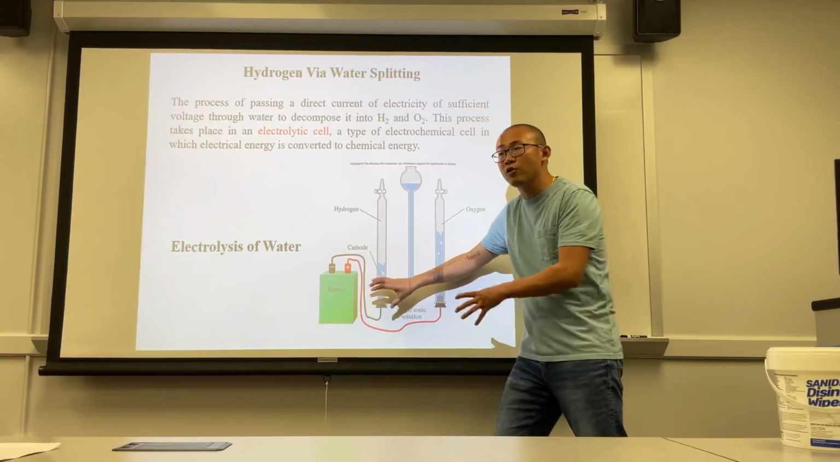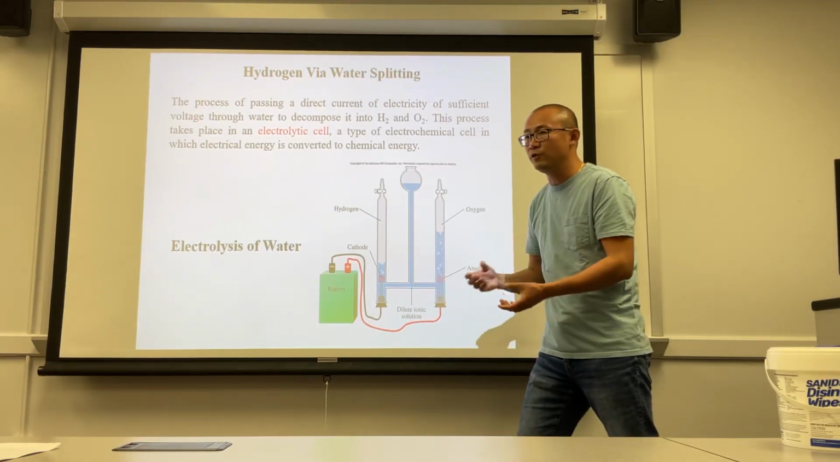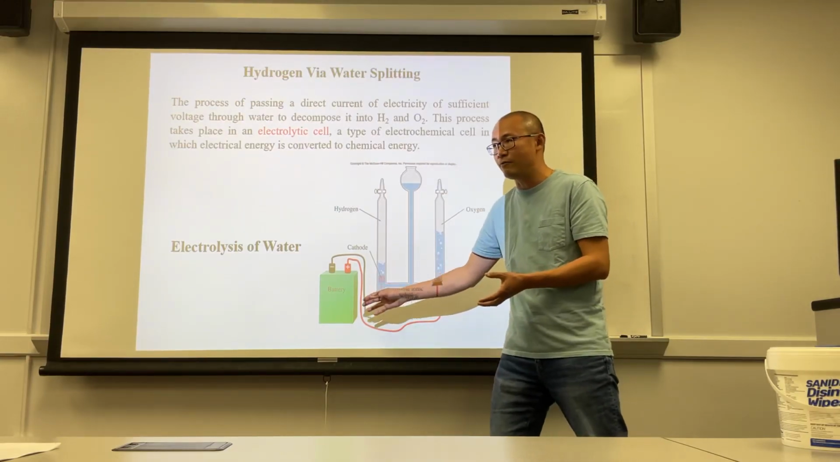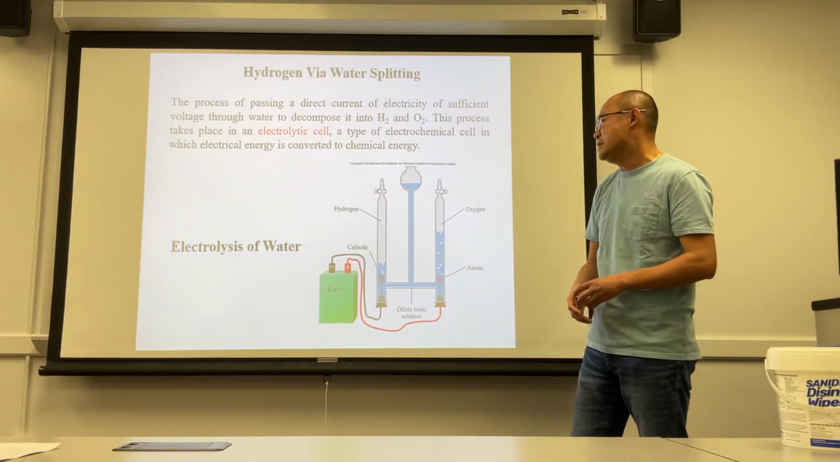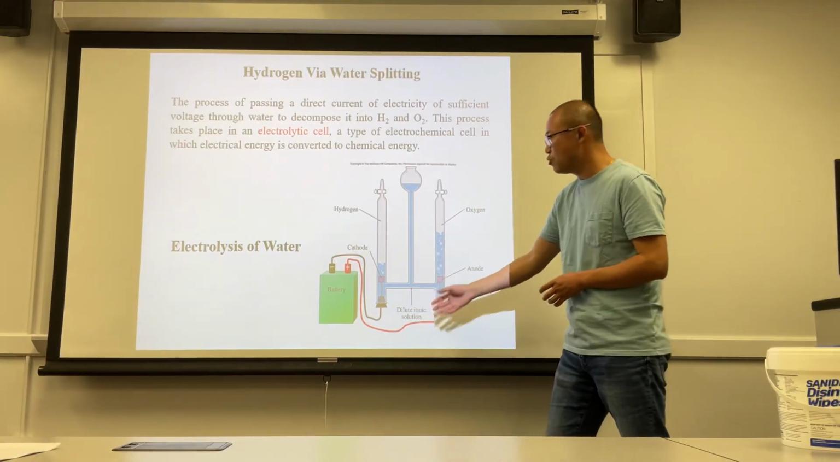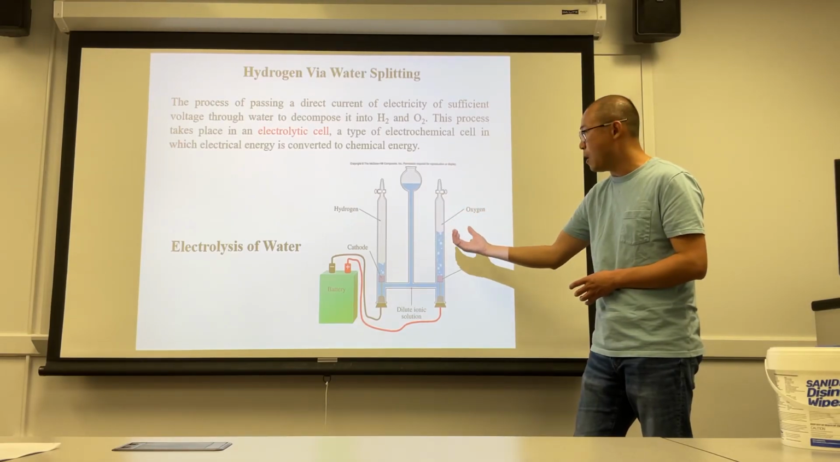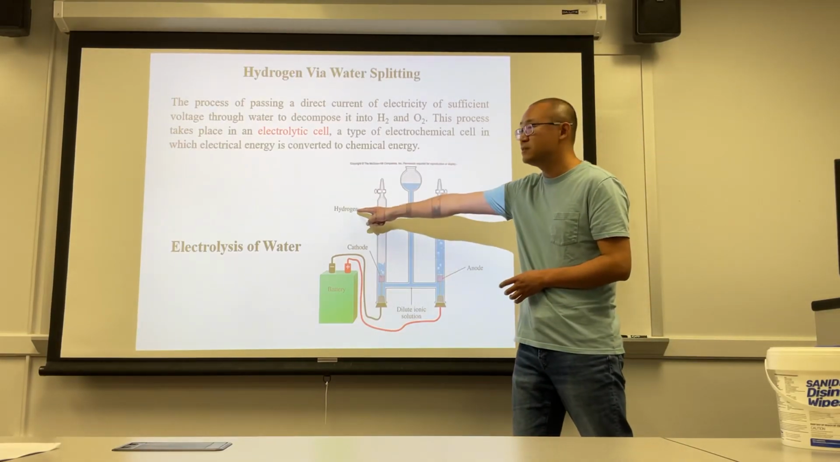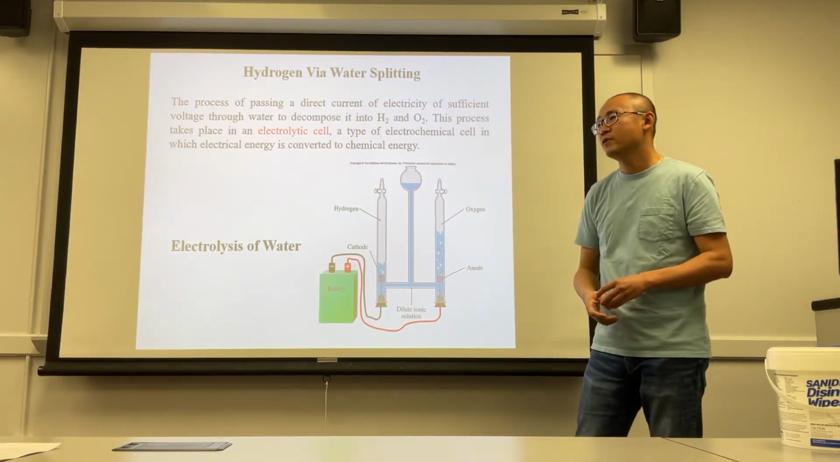Okay, in order for this to work, you at least need a 9-volt battery. With the other batteries the voltage is too low. This 9-volt is not big, but at least you need a 9-volt battery. And then after you connect, you will see that both ends will start to bubble. What is the bubble composed of? One end is hydrogen, another end is oxygen.